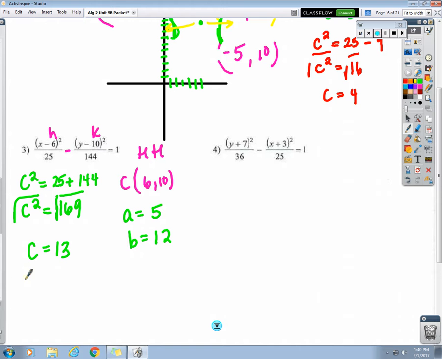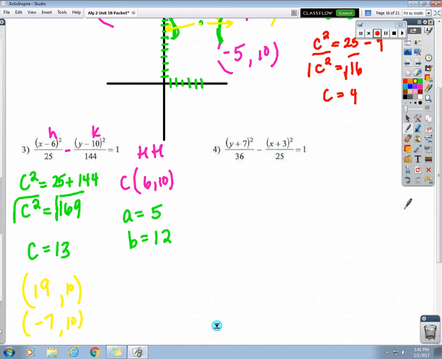So both of them are going to keep their y value of 10, right? They're not going anywhere vertically. They're staying up 10. But from this point that started at 6, you're going to add 13 and you're going to subtract 13. What's 6 plus 13? And what's 6 minus 13? Negative 7. Since it's horizontal, you'll be adding and subtracting to the x. Had it been vertical, you would have been adding and subtracting to the y.